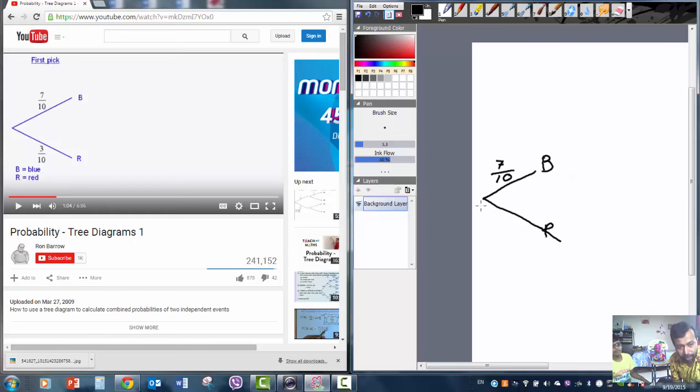We'll go on and see what he does. Reasoning. The probability of red is 3/10. Now, what about the second pick? Well, she has replaced whatever she picked the first time, so we've got exactly the same situation in the bag as we started with. So now we're going to redo it. Pick something. No looking.